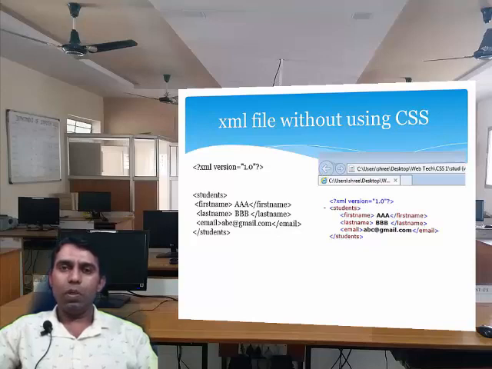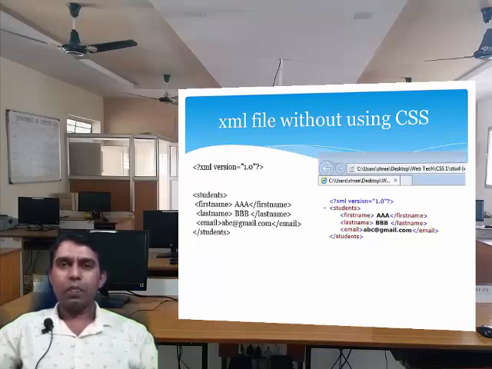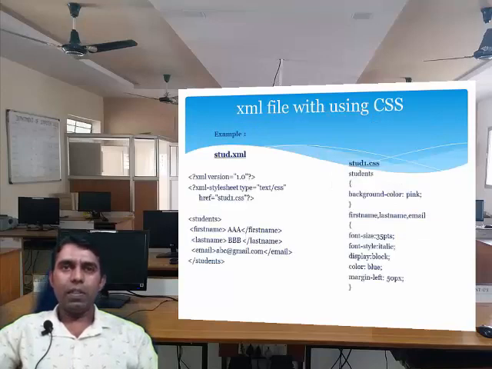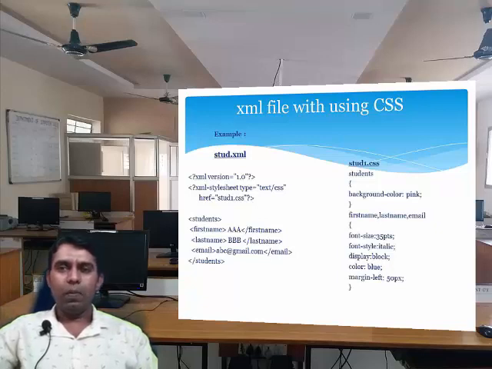Suppose you are not using any CSS, then it will be displayed something like this. Okay, now let's see one complete example. Here I have mentioned one XML file. The first line is nothing but the declaration of XML. Second, you have to link your CSS file to your XML file. Here my XML document name is stud.xml, and suppose I have to connect the stud1.css file.